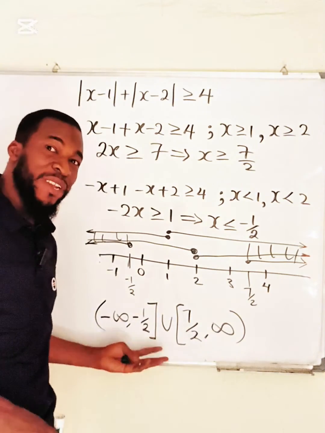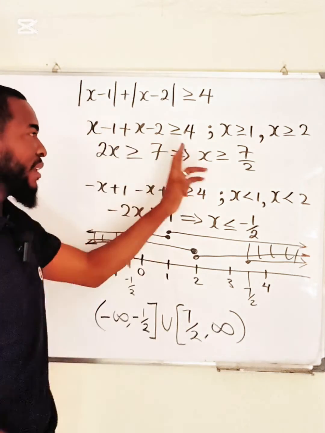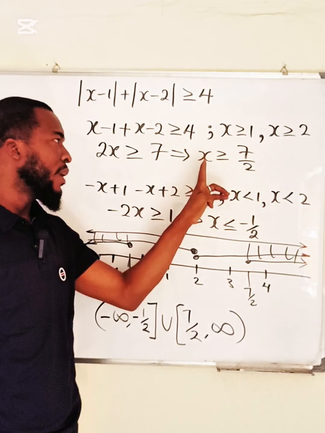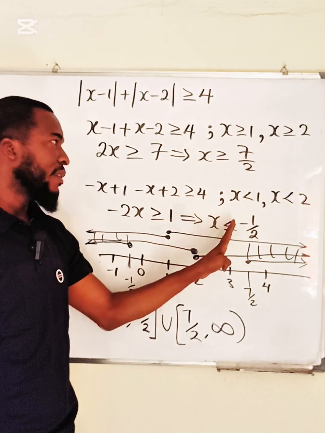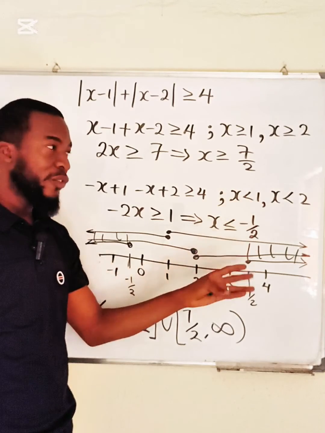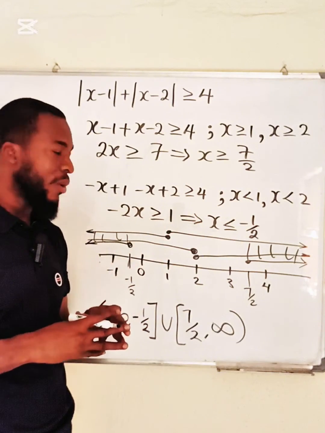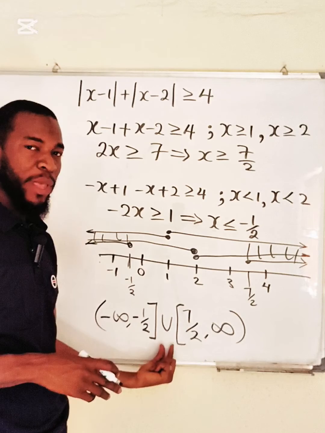So this is the solution in interval form, but if you like, you can leave it in inequality form: x greater than or equal to 7 over 2, x less than or equal to negative 1 over 2. But you cannot link the two inequalities because we have a gap here.